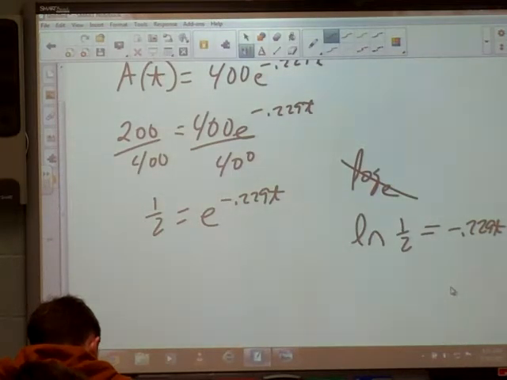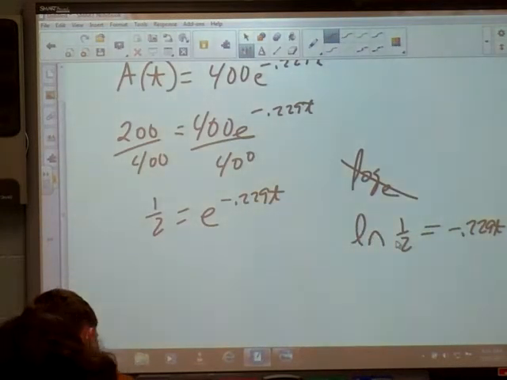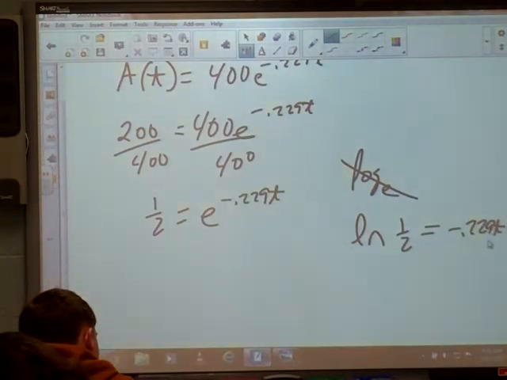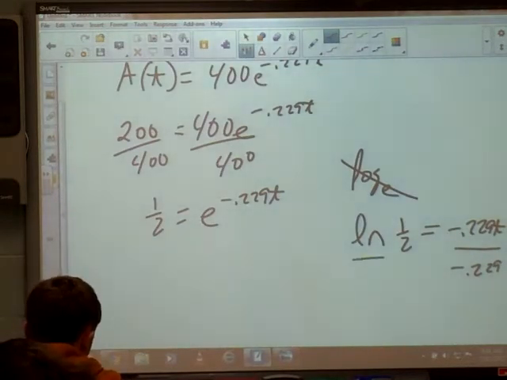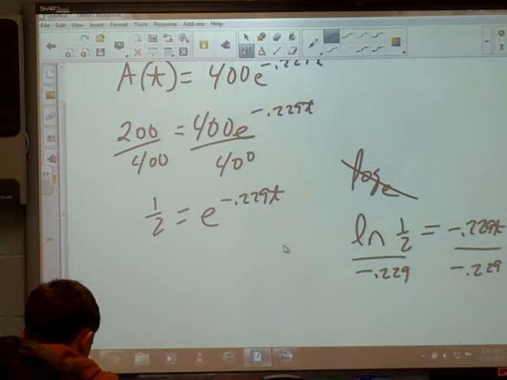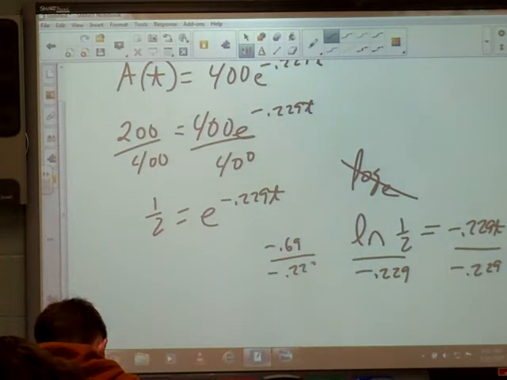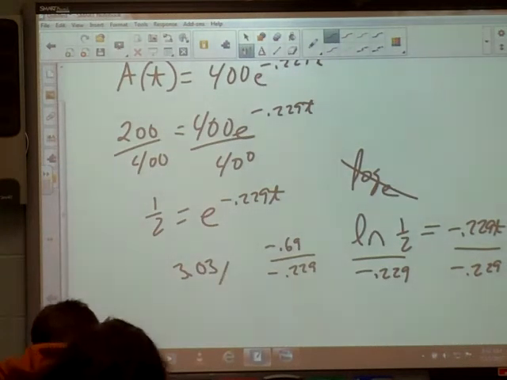Now what you have to do with your calculator is push ln of 1/2 and figure out what that is. Your t is being multiplied by negative 0.229, so whatever you get from ln of 1/2, you're going to divide it by negative 0.229. That top part, Valentina said, is about negative 0.69, so then divide that by negative 0.229. We should get approximately, going to the nearest hundredth, 3.03 years.